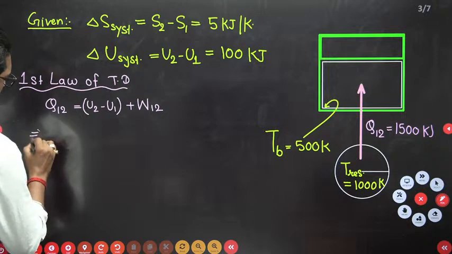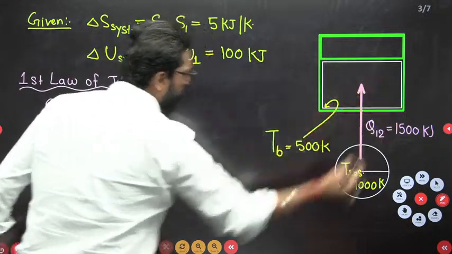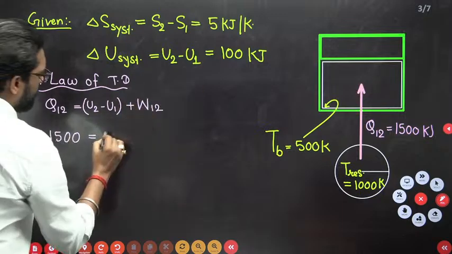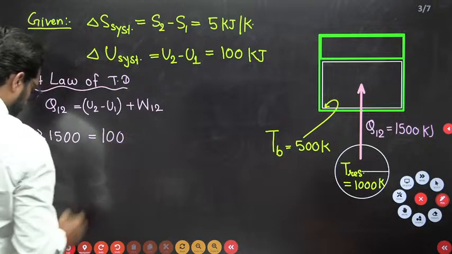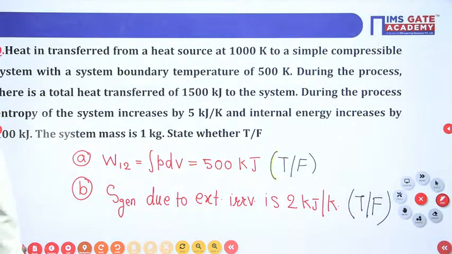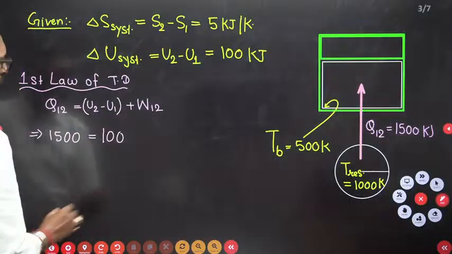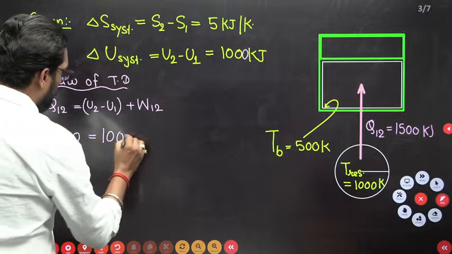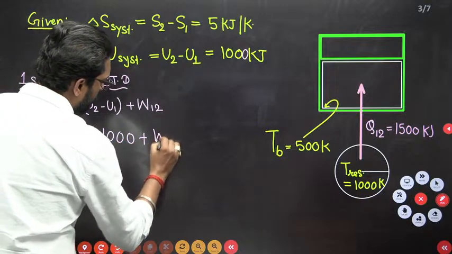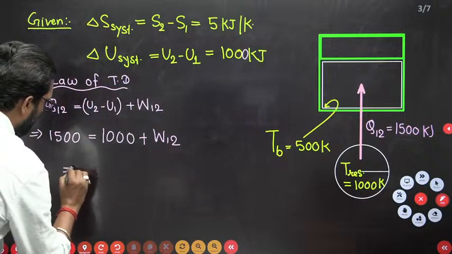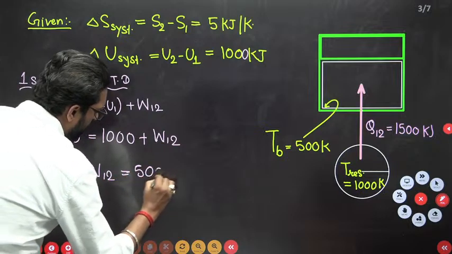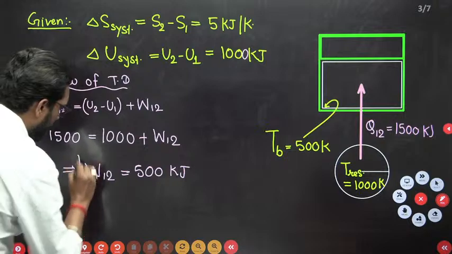Okay, what is the heat transfer? If the system heat is positive, so 1500. U2 minus U1, is it given as 100? No, this is 1000, beta. Increased by 1000. So in this question, 1000 is given. Don't bother about that. This is 1000. So 1500 equals 1000 plus W1-2, so W1-2 is equal to 500 kilojoule.